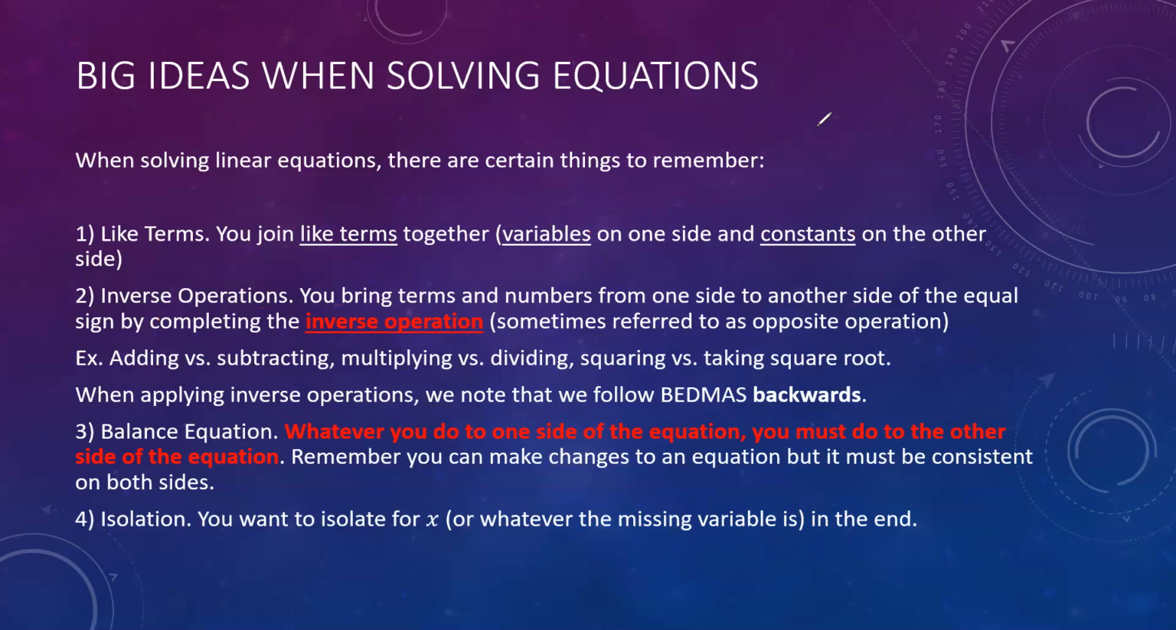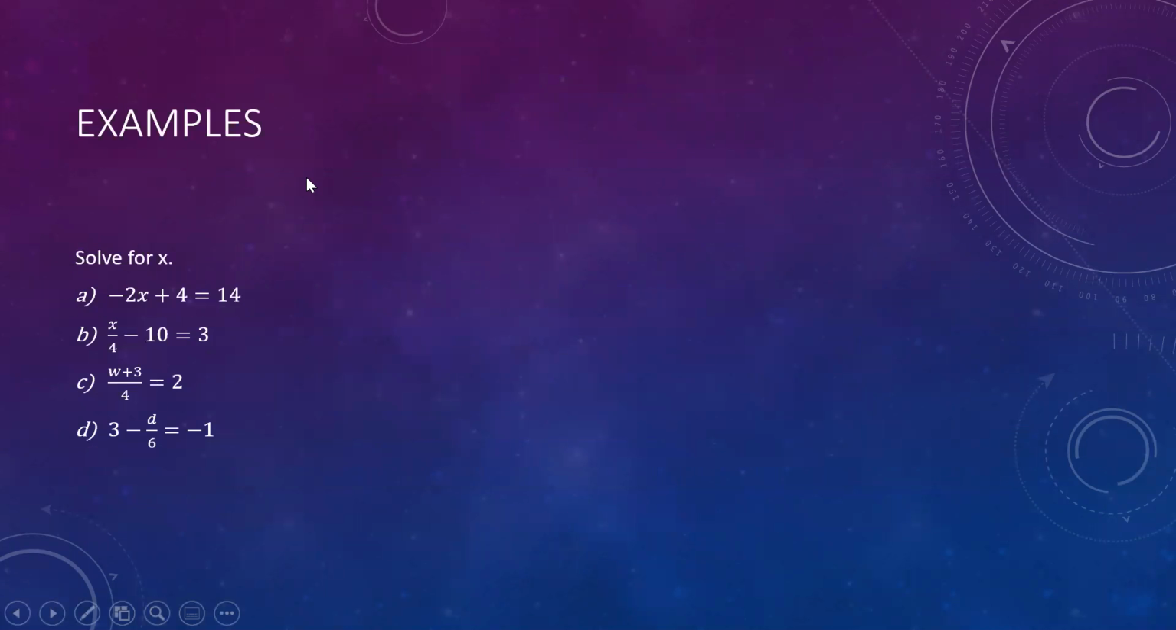So I'm just going to go to the next part here, and we're going to look at some examples. These first couple of examples should be relatively easy, and maybe some of them you've done before, but if not, we'll go through them either way. So the first one, we have negative 2x plus 4 is equal to 14.